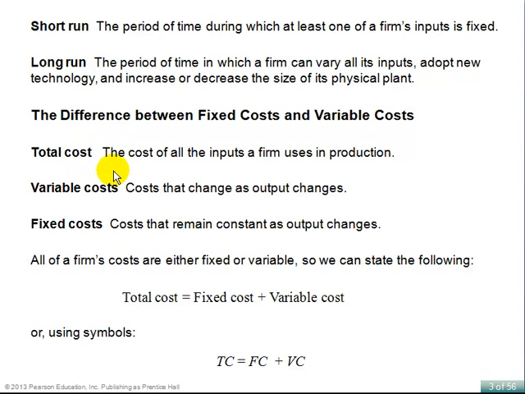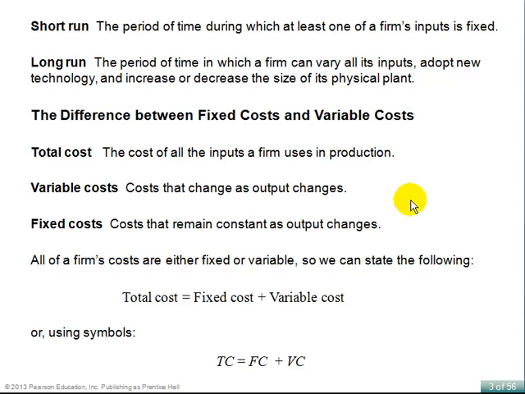Total cost is the cost of all inputs a firm uses in production. Fixed costs are costs that remain constant as output changes. Variable costs are costs that change as output changes. Typical fixed costs include lease payments for a factory or retail place, payments for fire insurance, and payments for newspaper and TV advertising. Typical variable costs include labor costs, raw material costs, and the cost of electricity and other utilities.